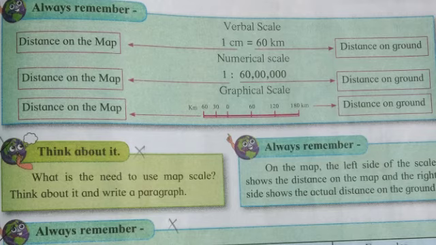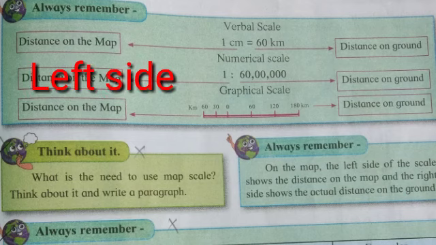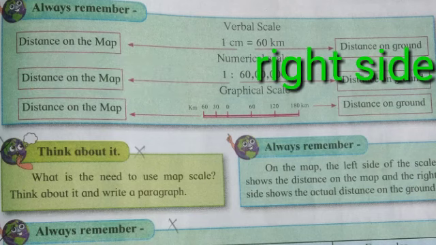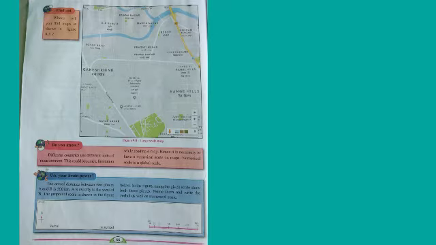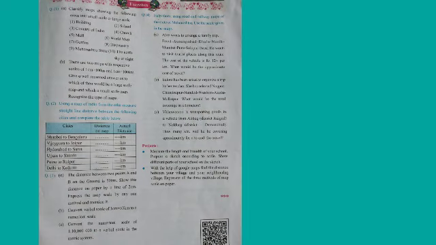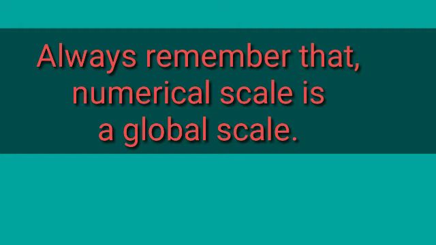Our next activity is always remember. On the map, the left side of the scale shows the distance on the map and the right side shows the actual distance on the ground. Dear students, try to solve the activities on page number 66, such as find out, do you know, use your brain power. Write in notebook answers of all the 4 questions on page number 67. It is for homework. Dear students, always remember that numerical scale is a global scale.